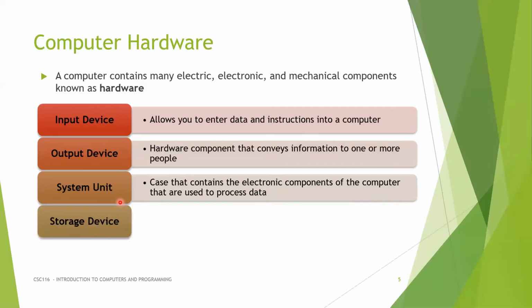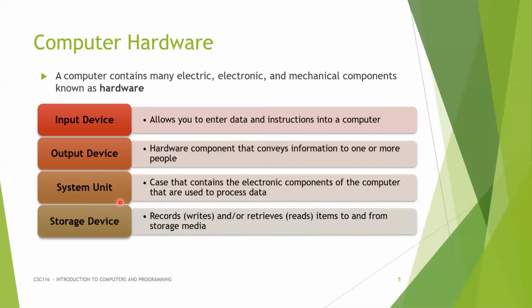Next, of course lah kita ada storage devices. Kita memerlukan storage devices untuk hold all the information and data for the future use. So for example, like the storage device ni, definition adalah record or write and or retrieve read item to and from storage media. Selalunya storage devices ni kita kenal dia sebagai memory and secondary storage, di mana memory adalah RAM, secondary storage kita ada ROM, kita punya hard disk.